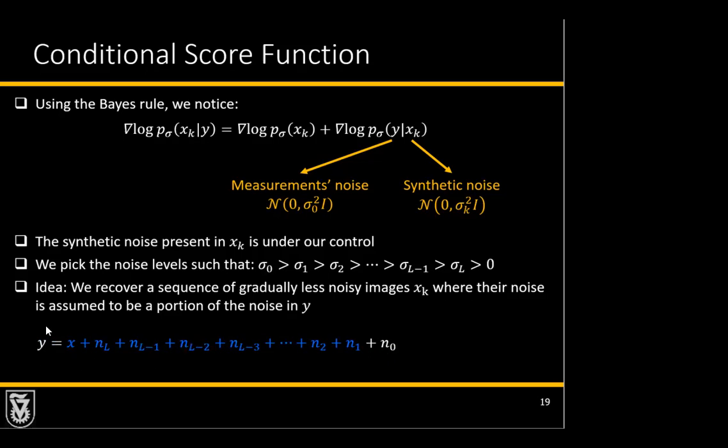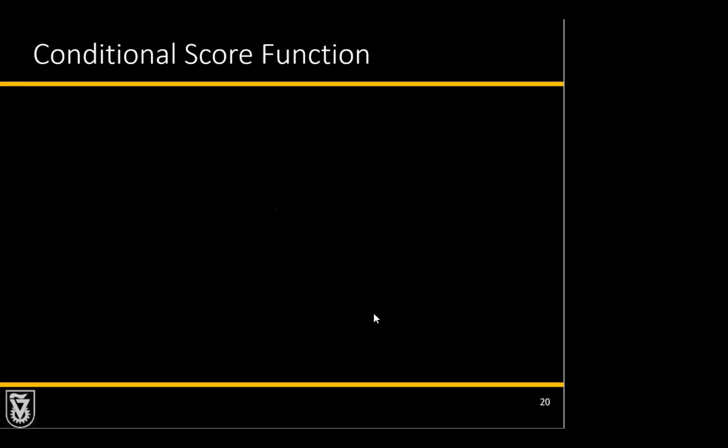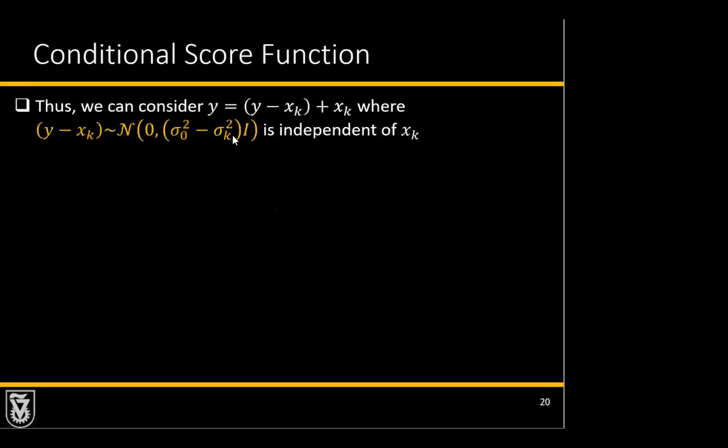Now, if we look at the difference between y, for example, and this blue x or any other x_k, we see that the difference is just these noise layers. So the difference between y and a given x_k, at any step of the algorithm, will be just a noise vector. It will be independent of the x_k itself because it's just the additional layers of noise. And its variance will be equal to the difference in variances between the noise in y and the noise in x_k, which is sigma 0 squared minus sigma k squared.